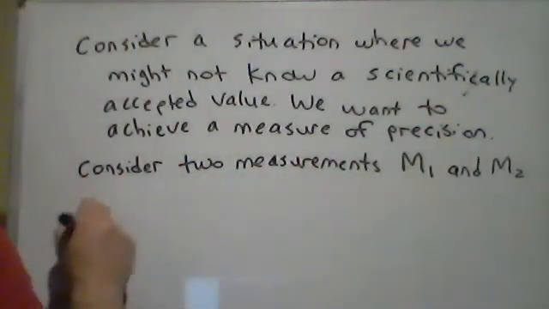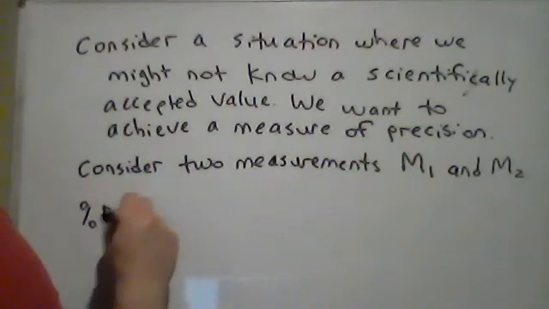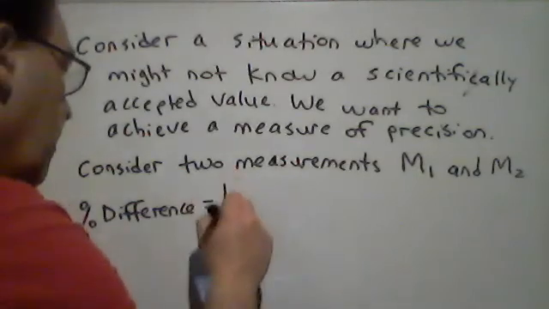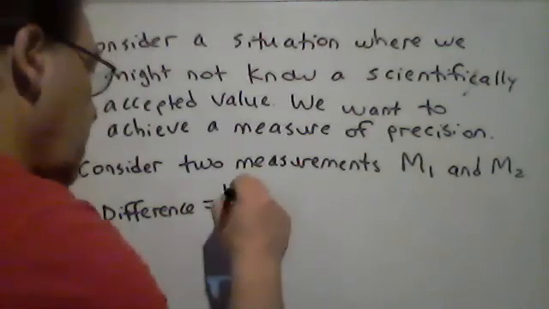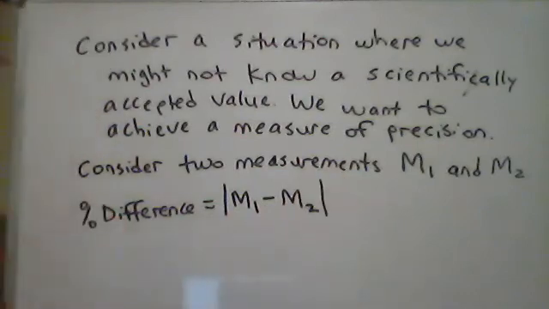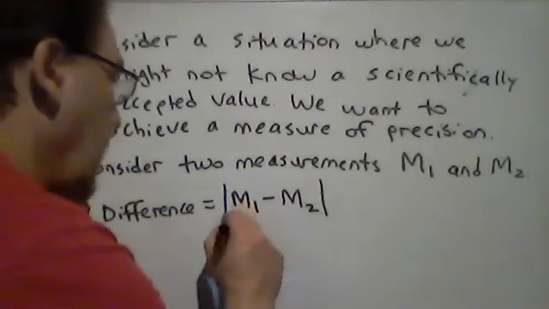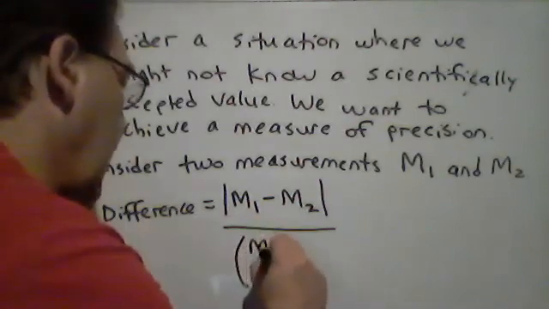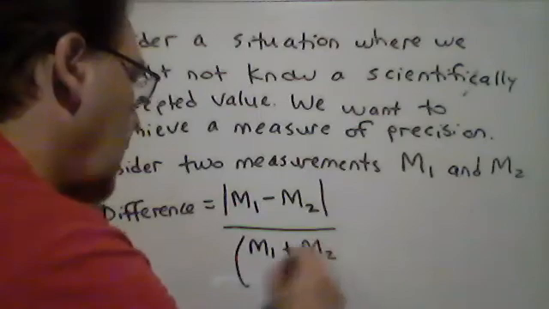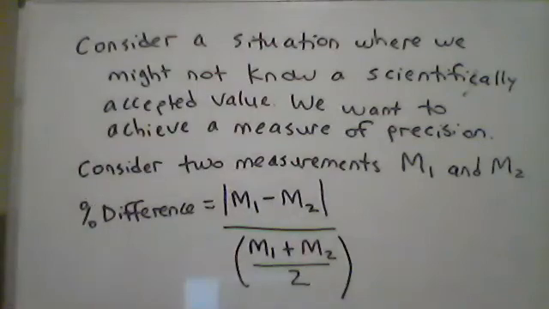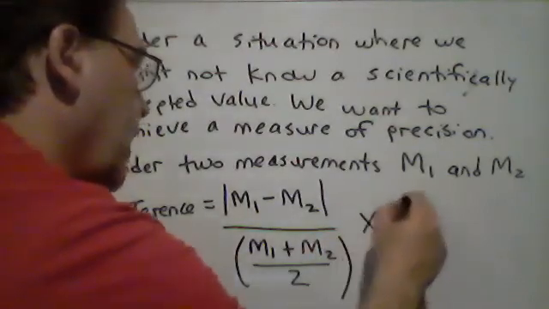We would then say the percent difference is going to be the absolute value of M1 minus M2. Again, the value is never going to be negative because we have absolute value bars. I'm going to divide it by the average of the 2 values, so I'm going to add the 2 values up and divide by 2. I'm going to take that whole fraction and multiply by 100%.